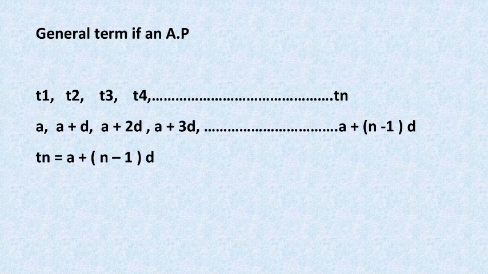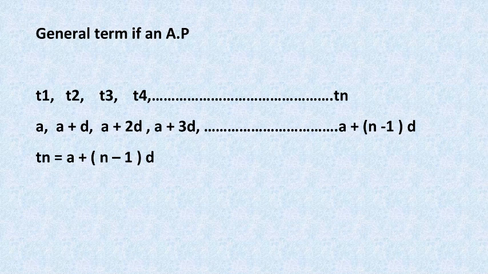That means to say, if it is Tn, what will be the nth term? A plus n minus 1 into D. Why? Because for T2, n is 2, so 2 minus 1 is 1D. For T3, n is 3, 3 minus 1 is 2D. For T4, n is 4, so 4 minus 1 is 3D. That is why we say the general term of an AP as A plus D, A plus 2D, A plus 3D, and the nth term of an AP is A plus n minus 1 into D.